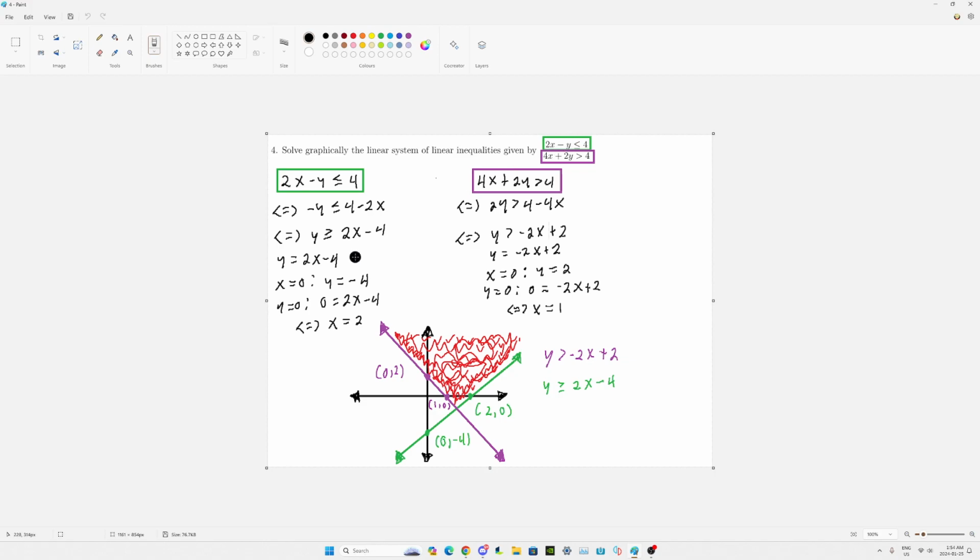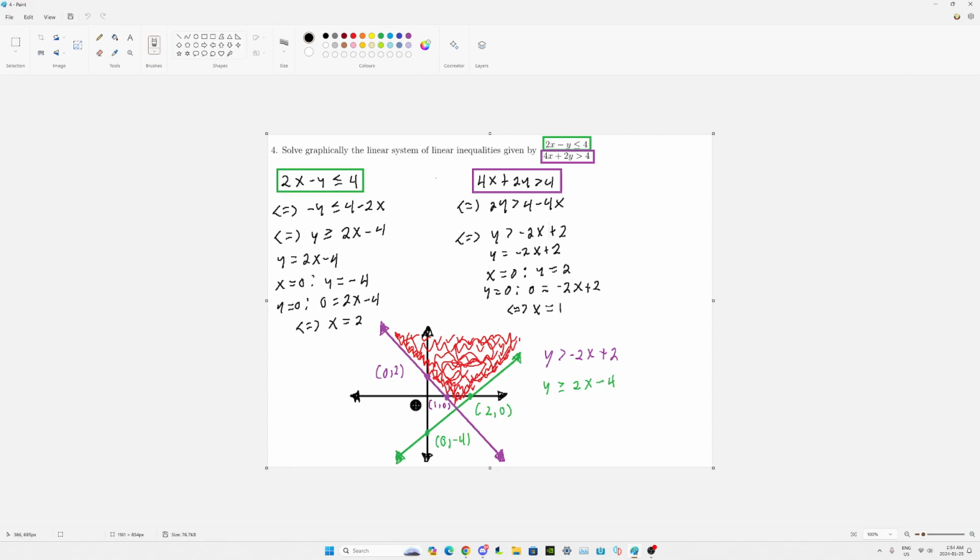Once again, sub your x equals 0, your y equals 0 in there. Find the x-intercept, the y-intercept. Once you get that, you're going to be able to graph it according to the slope. Right, so I did that for green. Same thing for purple. Get the y on one side. Y is greater than negative 2x plus 2. Suppose that is an equation that is equal to. Get x equals 0, y equals 2, and y equals 0, x equals 1. So then we can graph this out.